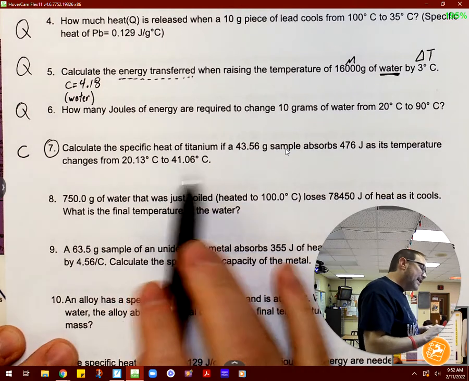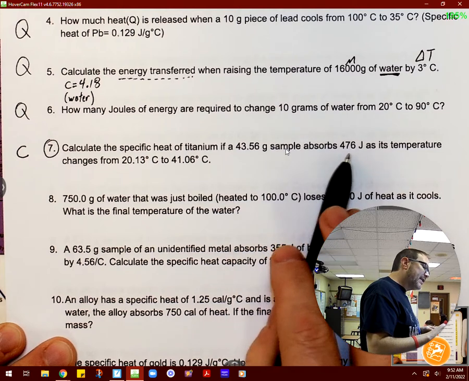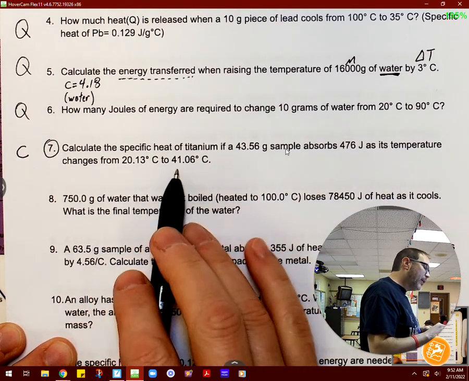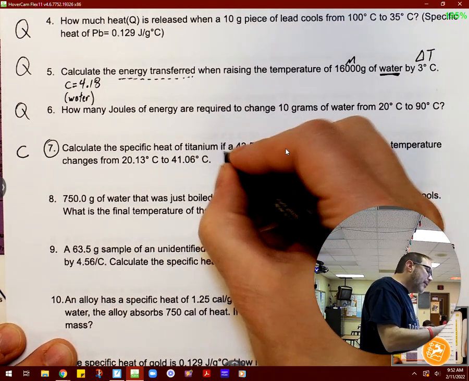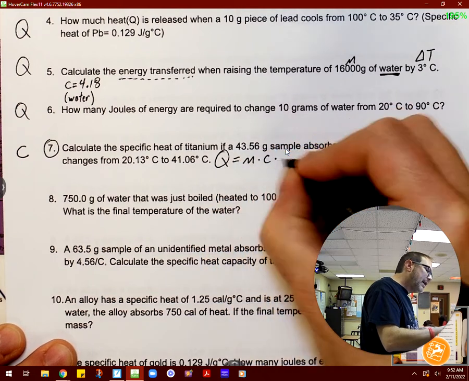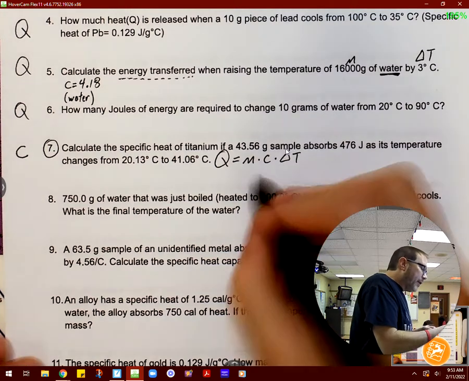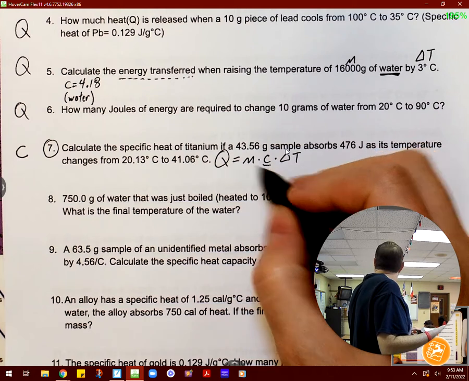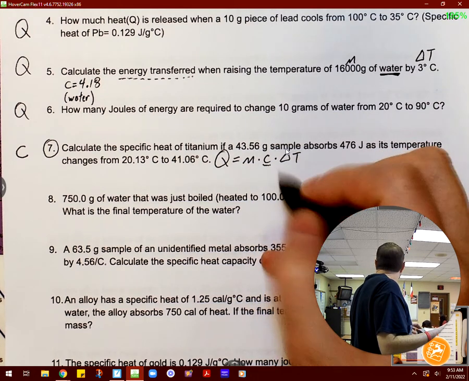Calculate the specific heat of titanium. A 43.56 gram sample absorbs 476 joules as its temperature changes from 20.13 Celsius to 41.06 Celsius. So, like I always do, I start by rewriting my main formula, Q equals MC delta T. Now this time, I'm trying to solve for C. So before I plug in numbers, I'd like to algebra this formula. How can I get C all by itself?